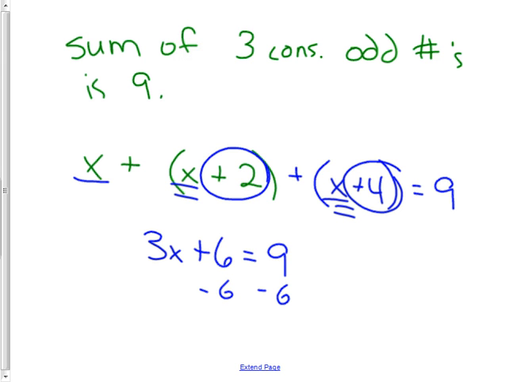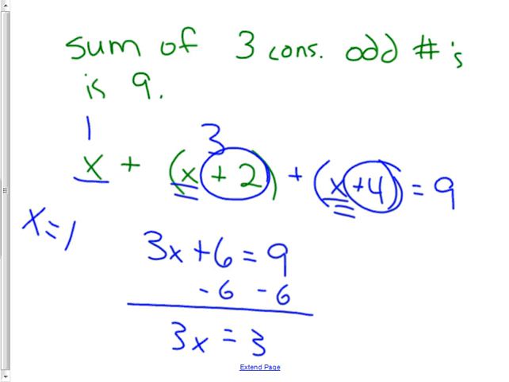Minus 6. 3x equals 3. That means your first number is 1. So here's 1. What's 1 plus 2? And what's 1 plus 4? 1 plus 3 plus 5 is 9. That's how you would work it. It works for even numbers too on this one. Okay, so you go and you set it up as best as you can.